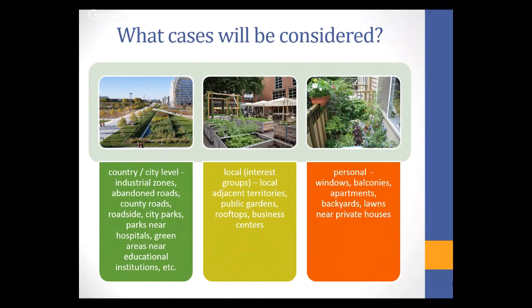The first level is country or city that includes huge industrial zones, some abandoned roads, parks near hospitals and institutions. The second is local level, some kind of interest group with territory near the house, buildings, rooftops, probably business centers. And the last, the smallest level is personal: our windows, balconies, apartment, and so on.